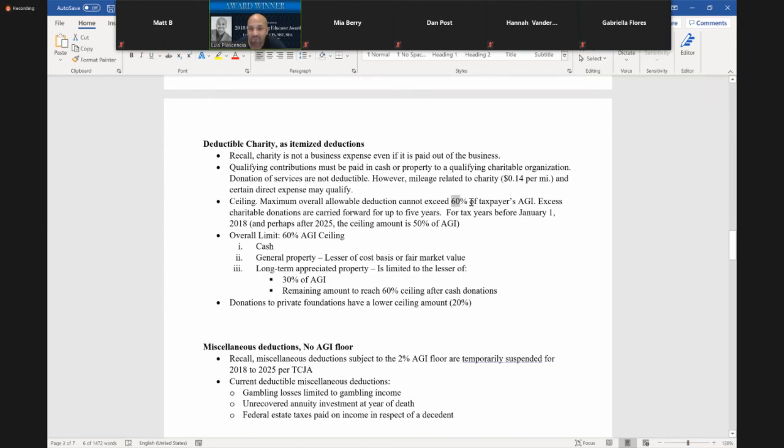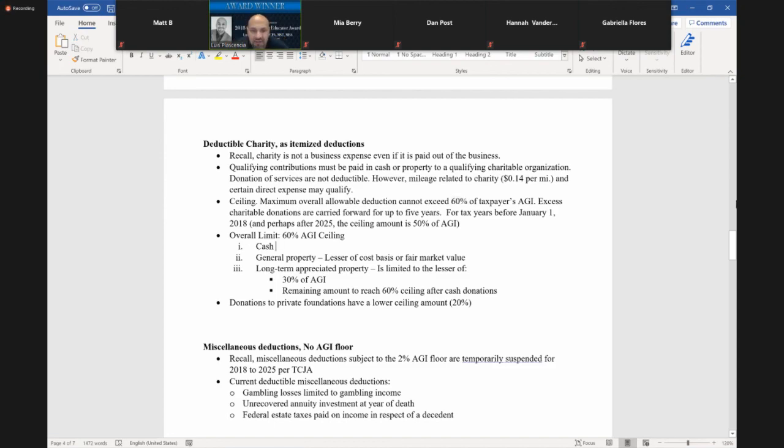Anything after the ceiling, the excess would get carried forward for up to 5 years. For tax years before January 1st, 2018, and maybe 2025, the ceiling amount is 50%. So again, replace that with 50% instead of 60%. 60% is the Tax Cuts and Jobs Act number. So how does the limit work? It's 60% on total donations in total, but it's split into different categories.